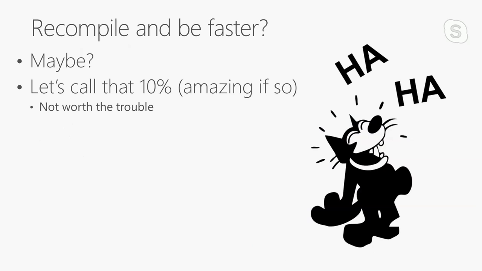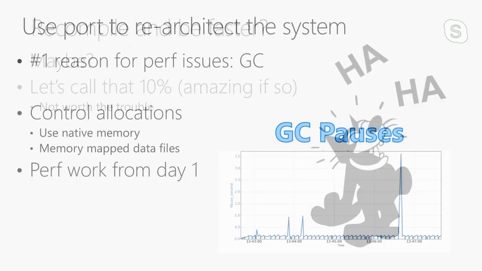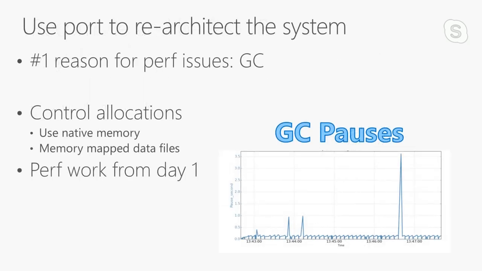The problem with that is that there is a very small bound to the level of improvement you can get from just recompiling the platform. And the big thing that we wanted to do was to get much higher than that. So I want to talk about one of the most common issues that we had with the previous version of RavenDB, and this is the GC.